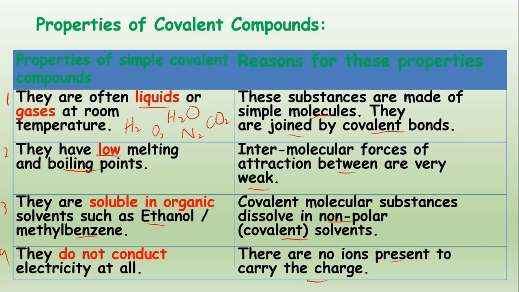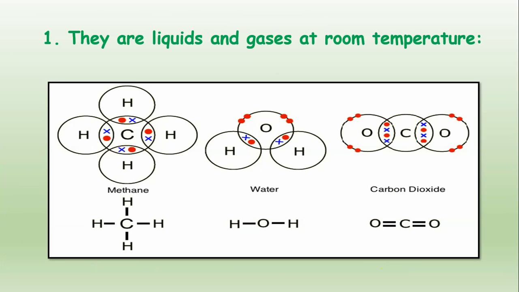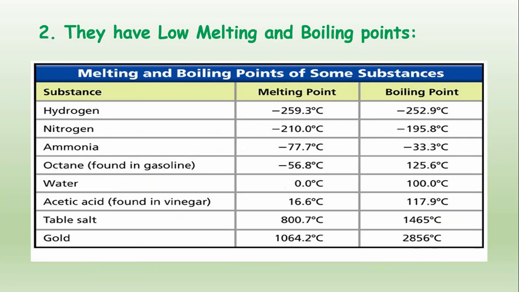Now one by one I am showing you the diagrams. This is the diagram for liquids and gases at room temperature. Water is a liquid, methane is a gas, CO2 is a gas. These are different gases. Then they have low melting and boiling points. Look at hydrogen at minus 259, nitrogen at minus 210, minus 250, minus 195. All of these have low melting and boiling points.